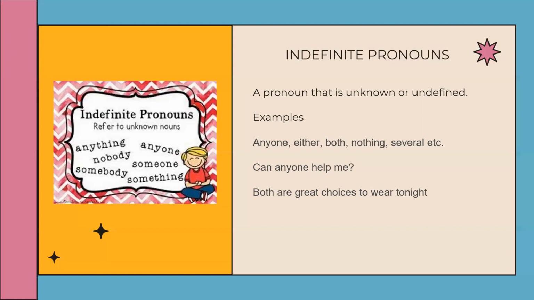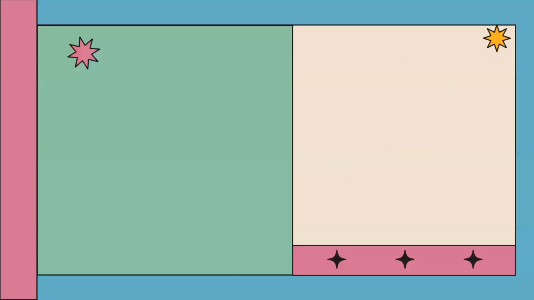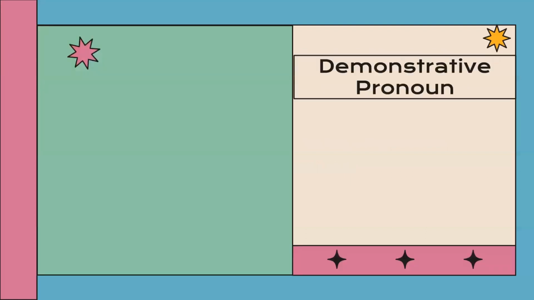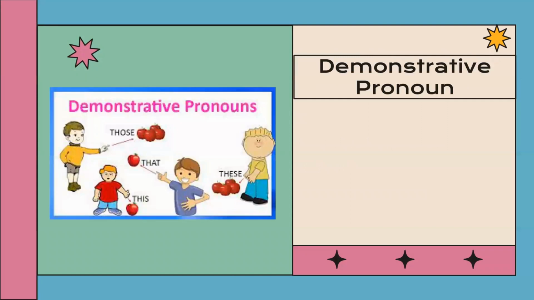Having understood this indefinite pronoun, let us now move on to the next type of pronoun, that is the demonstrative pronoun. The examples of the demonstrative pronoun are those, that, this, and these. This pronoun is very commonly used as a cohesive device by the writers.